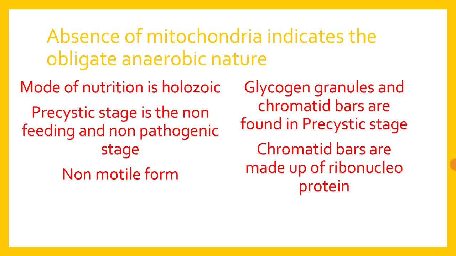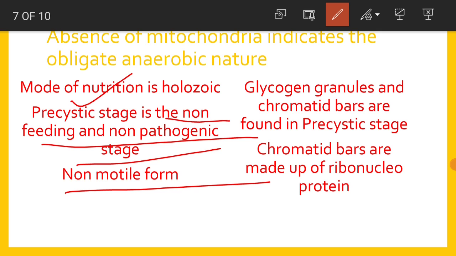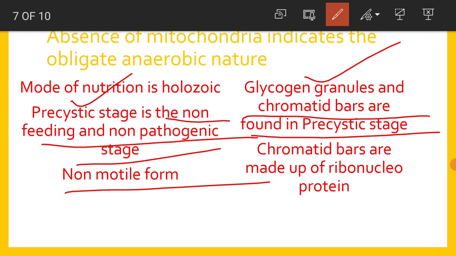Mode of nutrition is animal mode of nutrition, namely holozoic. Now, after voracious feeding and continuous binary fission, suddenly the trophozoite changes its behavior and enters into the precystic stage. The precystic stage is a non-feeding, non-pathogenic, non-motile form. Glycogen granules and chromatid bars are found in the precystic stage. Glycogen granules are reserve food material, and chromatid bars are made up of ribonucleoprotein.